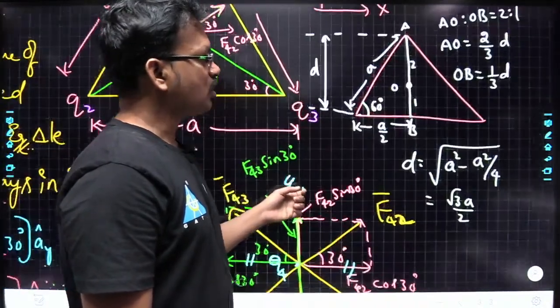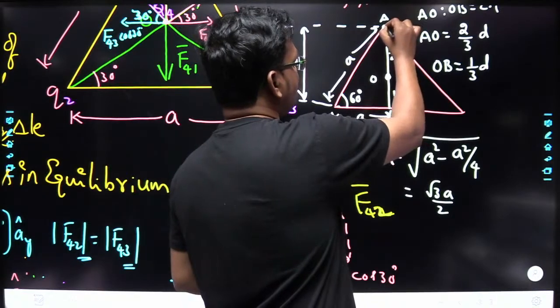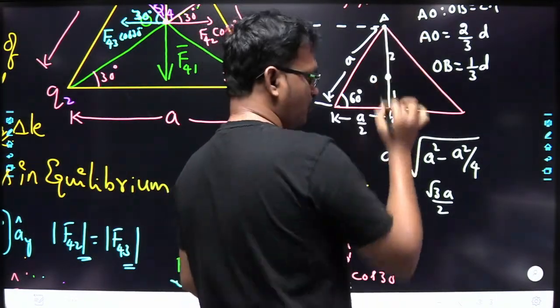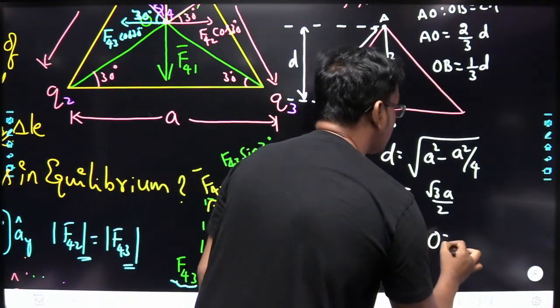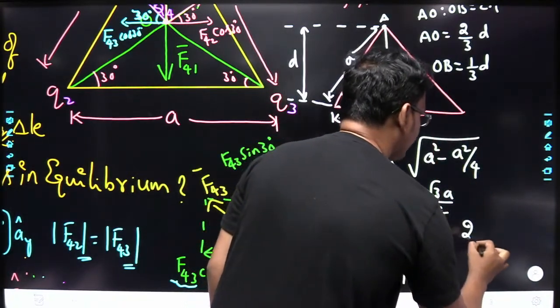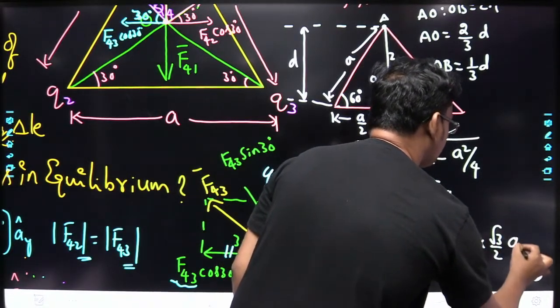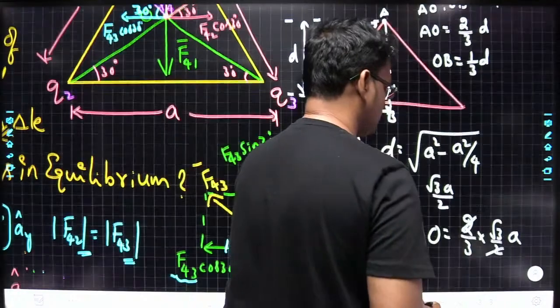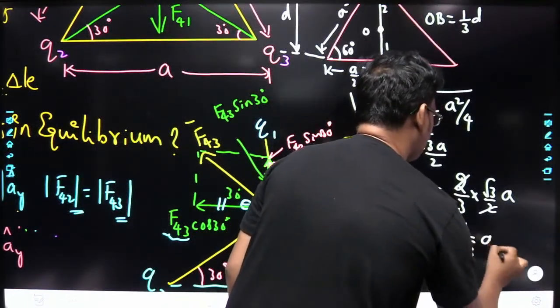Now what is the AO value? AO is the distance between A and O point. So AO is equal to 2 by 3 times of root 3 by 2 into A. The 2 will get cancelled, so you will get 1 by root 3 A.